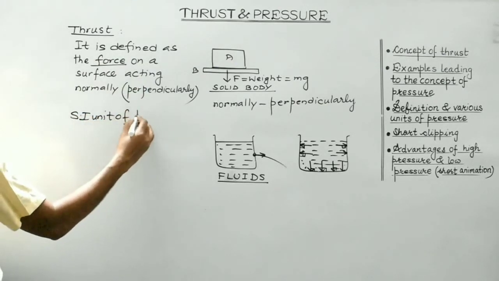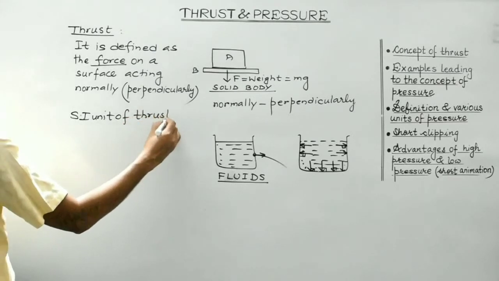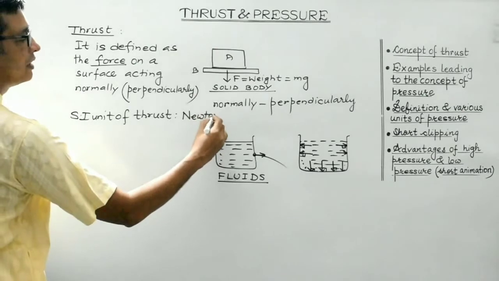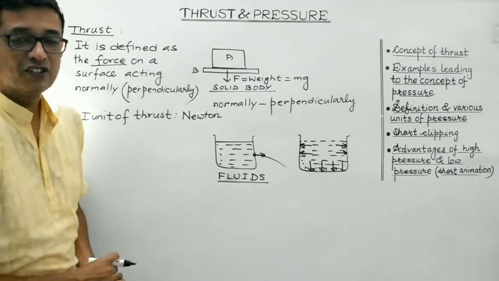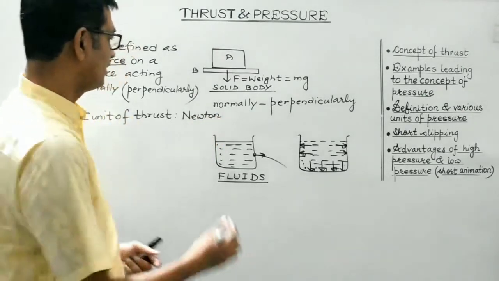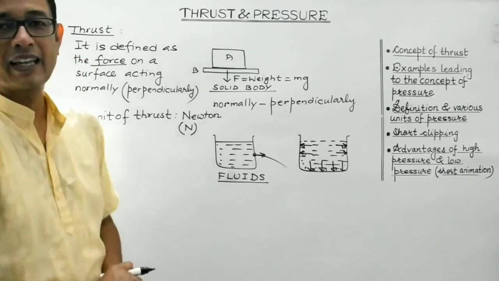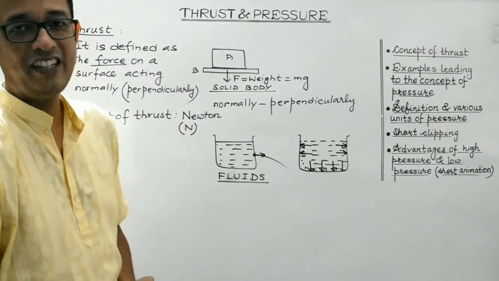Clear, students? Since it is a force, the SI unit of thrust must be the same as that of force, that is newton. We are aware the SI unit of force is newton. Thrust being a force, its SI unit would also be newton, represented by capital letter N, right?